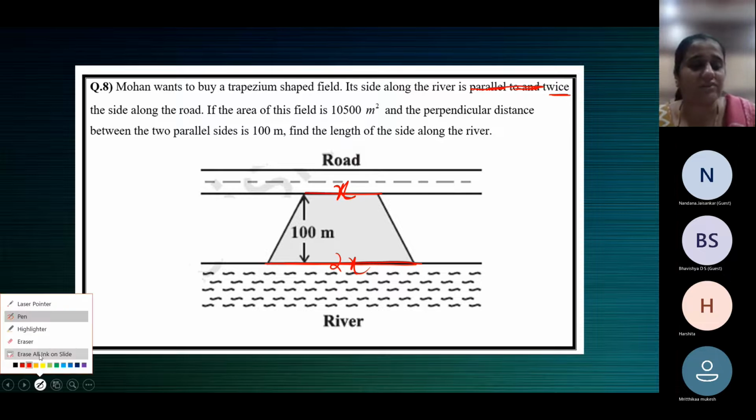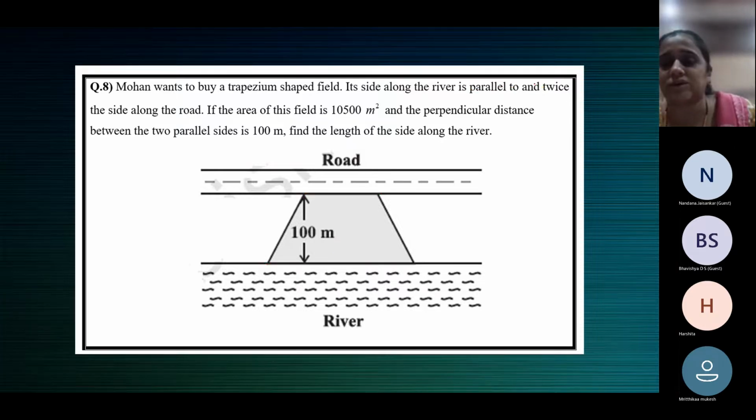So read the information like this and understand. First, take away these words. Take away the word "and twice." Take away this one. Its side along the river is parallel to the side along the road. So this is the side along the river. This is the side along the road, and they are parallel.